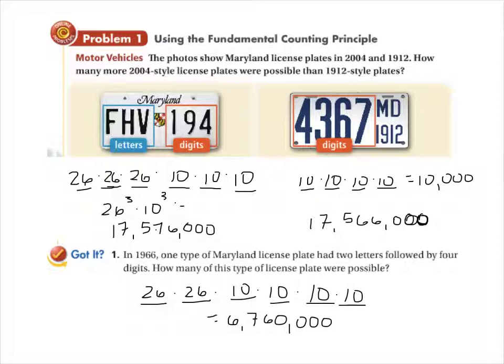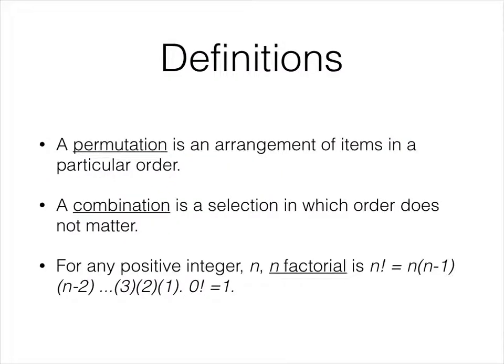That's fundamental counting principle. Let's talk about permutations and combinations. Okay, a permutation is an arrangement of items in a particular order.